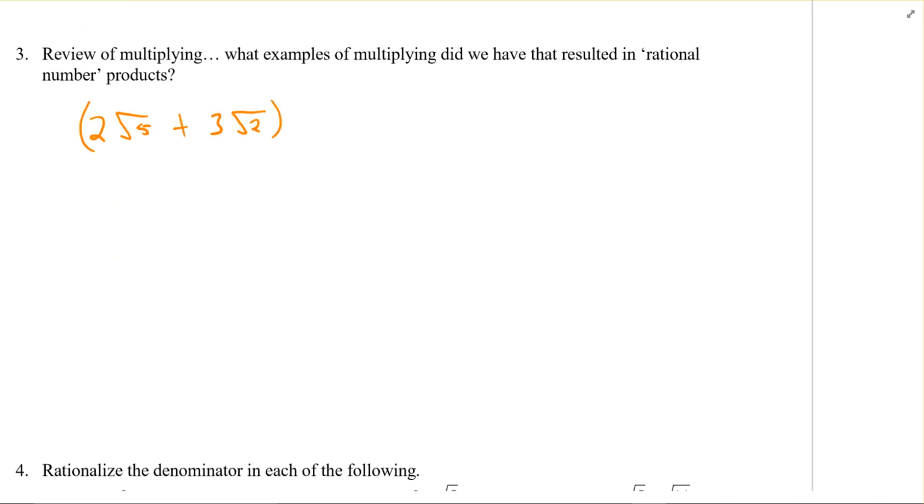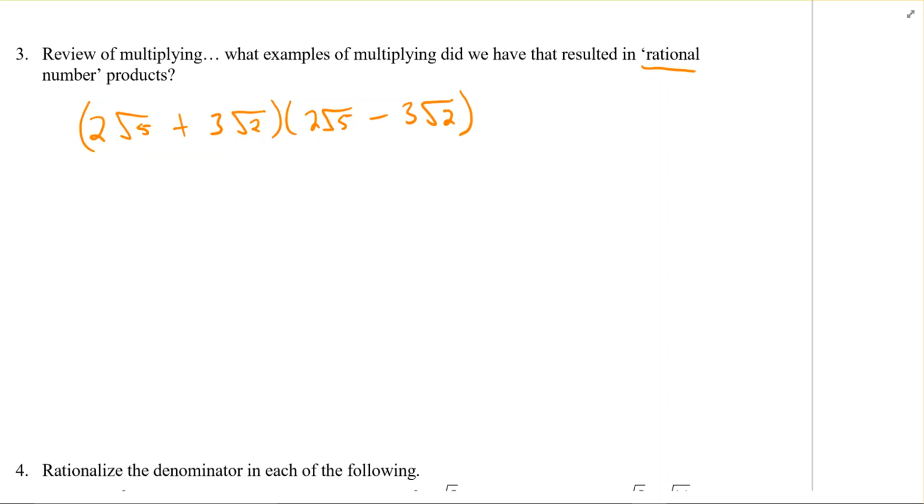So for number 3, it says, what examples of multiplying do we have that resulted in rationals? So numbers that just end, right? So something like 4 would be a rational number. Or like 2.1, where it just ended. That would be a rational number. So if we had something like this, let's say, and remember multiplying binomials? So let's say in a situation where you multiply it by 2 root 5 and then minus 3 root 2, something like that. Well, we did an example of one like this before. Let's kind of see where it goes.